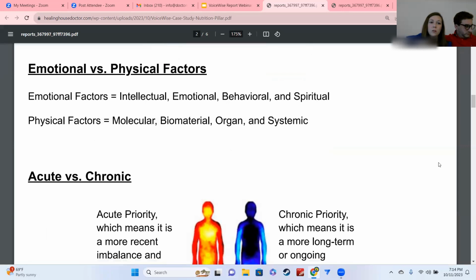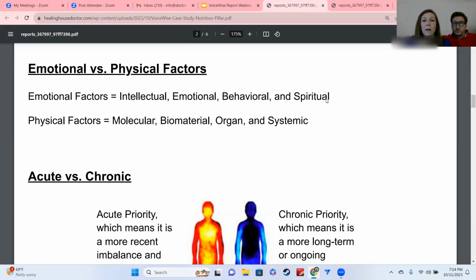Then for emotional and physical factors, there are 4 different types or variations of emotional influence and physical influence that are measured. On the emotional side, it's intellectual. So that would be like thoughts that you would have, things that you think over and over again. Emotional, how your emotional response is to something. Behavioral, that's usually habits that you end up creating over time. And spiritual is just more of something greater.